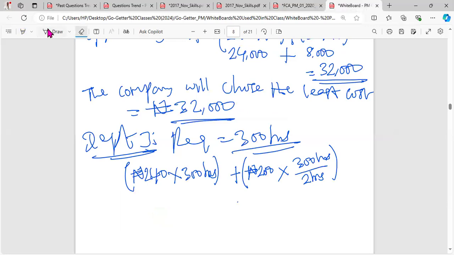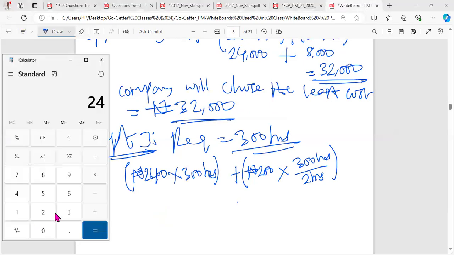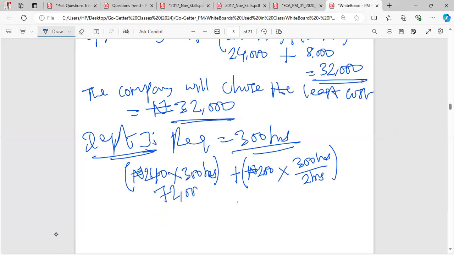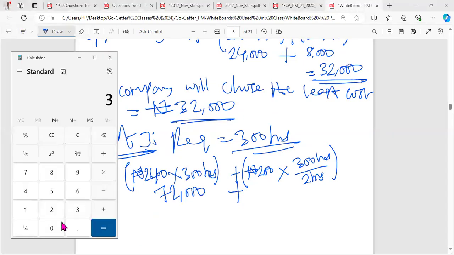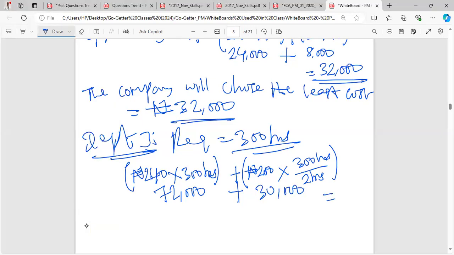So what do we do now? 240 multiplied by 300 gives us 72,000. Whereas here we have 300 divided by 2, which is 150. 150 times 200 gives us 30,000. When we add these two, we have 102,000.